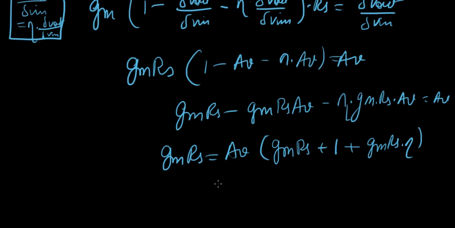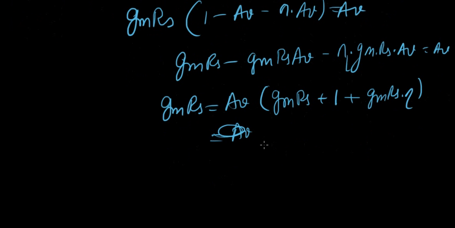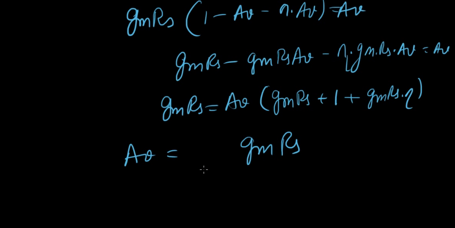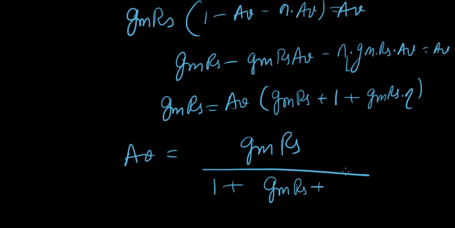So let's do that now. AV. You know what? Hold on. Let's put AV on the left hand side so that things are more clear. AV equals GM RS over the entire thing goes down, right? 1 plus GM RS plus eta times GM is GMB.